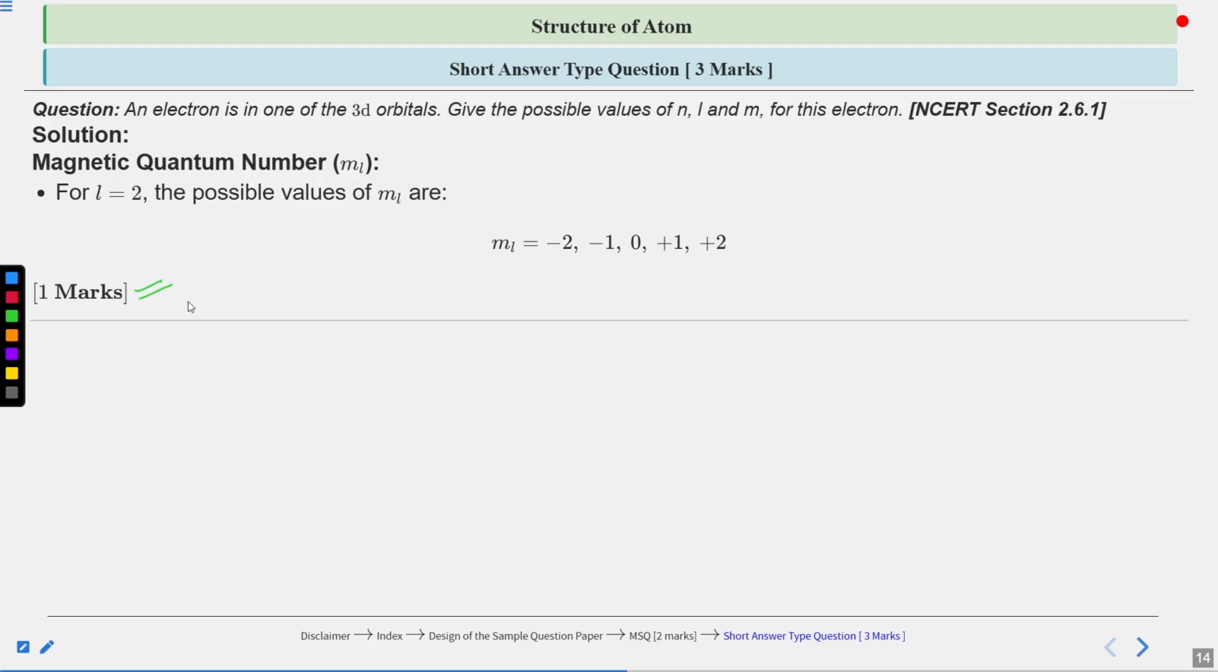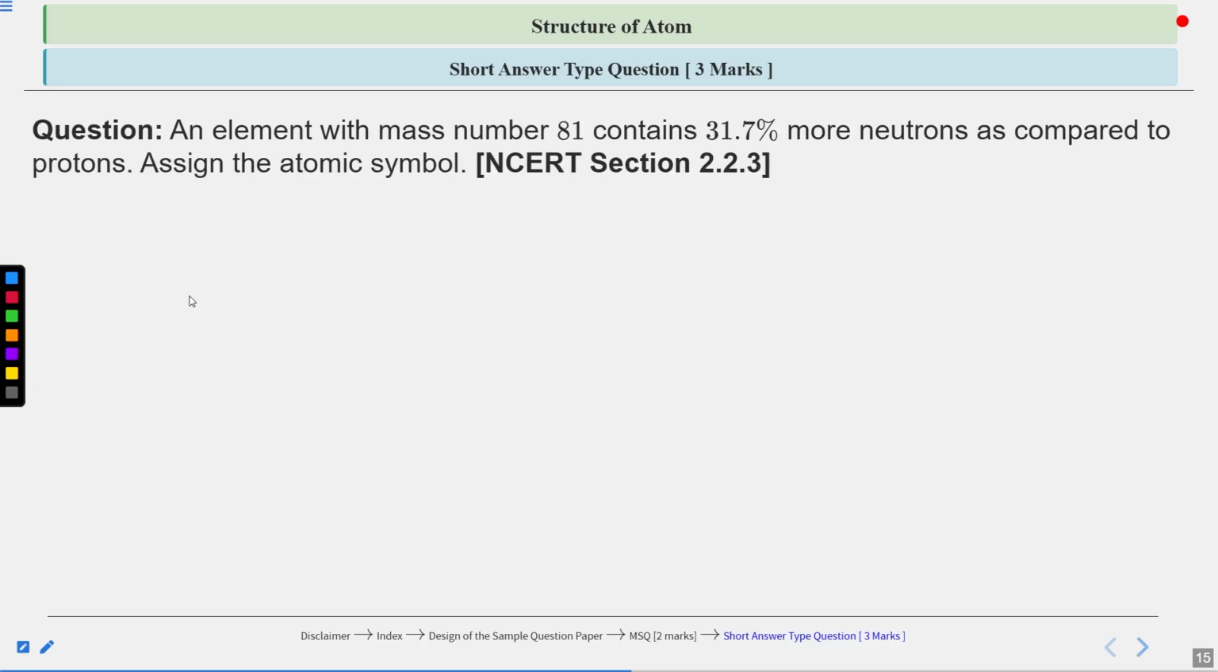Now moving on to the next question, which is again a short answer type question. So there is an element whose mass number is given as 81. And it contains 31.7% more neutrons than the protons. Assign the atomic symbol. So this is asked from the NCERT section 2.2.3. Your time to solve this question starts now. The time is up.